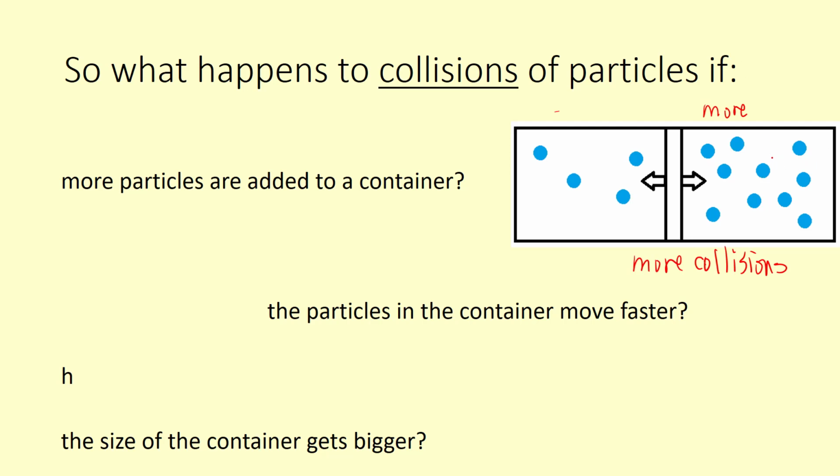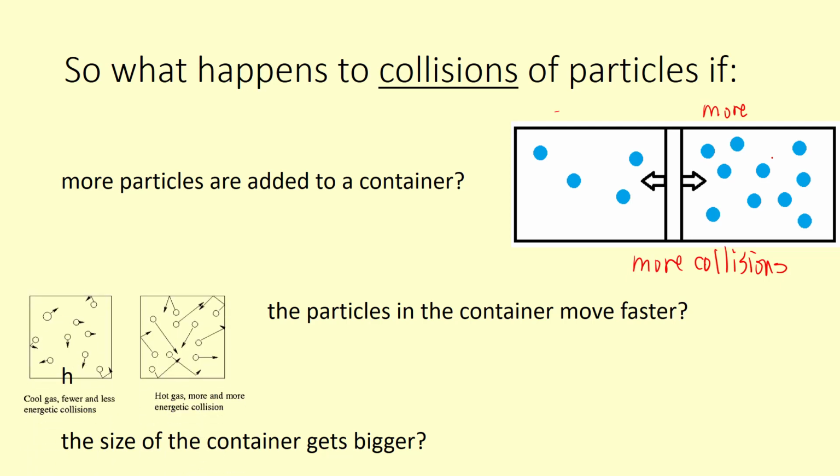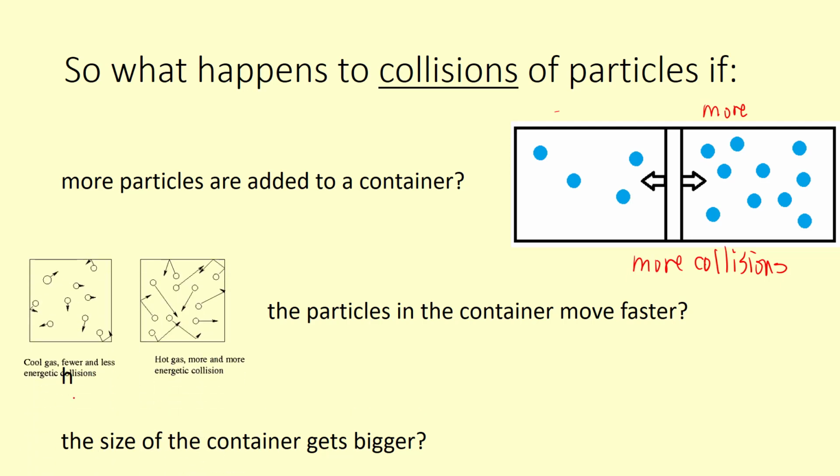What happens if the particles in the container move faster? Okay, so here's particles. This is a cooler gas. Notice how the arrows are kind of short, right? So they're going to hit and bounce around. These are hotter gases, so they hit and they bounce farther, okay? So there's going to be more collisions because they're moving faster, okay?